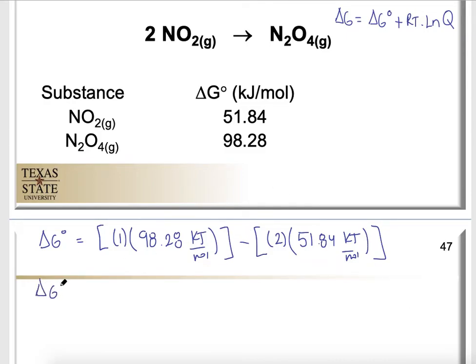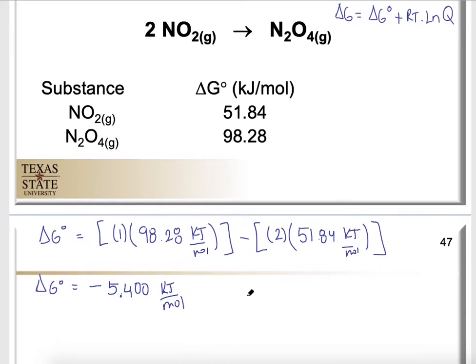Close my bracket since I don't have any more, and now I'm ready to go ahead and put it into a calculator, and that gave me negative 5.400. I need 4 significant figures according to this, and that is in the units of kilojoules per mole. And again, that's a negative 5.400. All right, I'm going to leave it at that for now.